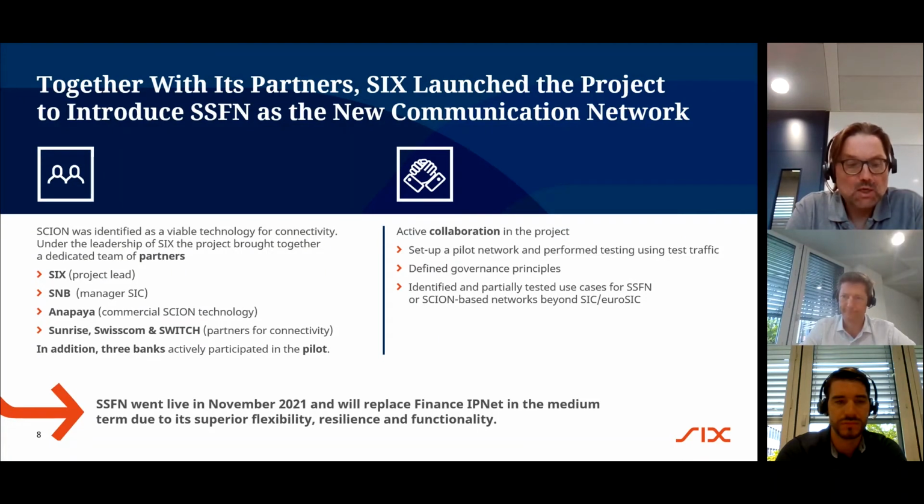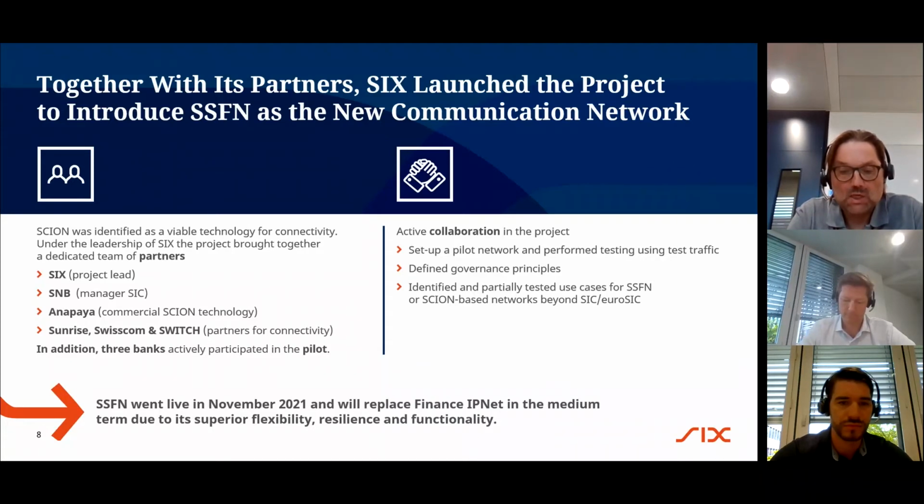We started a project called SSFN, the Secure Swiss Finance Network. Within this project, there were SIX, the SNB (the Swiss National Bank), Anapaya as the commercial offerer of SCION technology, and the partners in connectivity: Swisscom, Sunrise, and Switch. We started the project with three pilot banks. This was quite a good group of stakeholders for the whole value chain for offering a network.